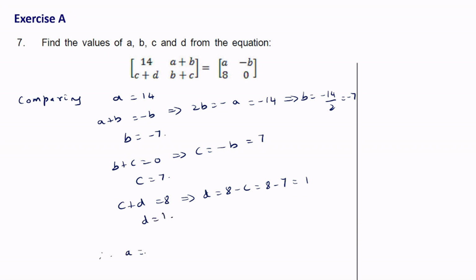Therefore, A equal to 14, B equal to minus 7, C equal to 7, and D equal to 1. So these are the values of A, B, C and D.